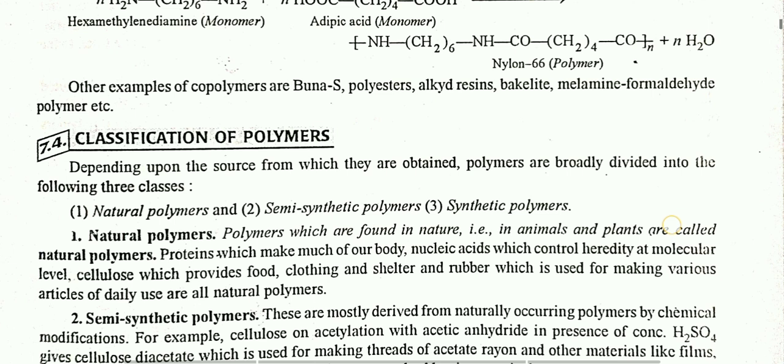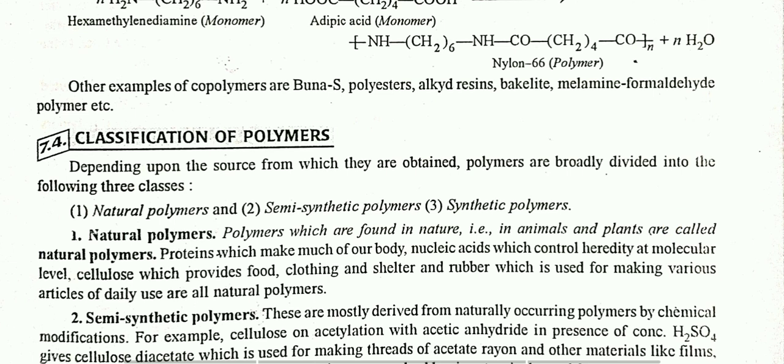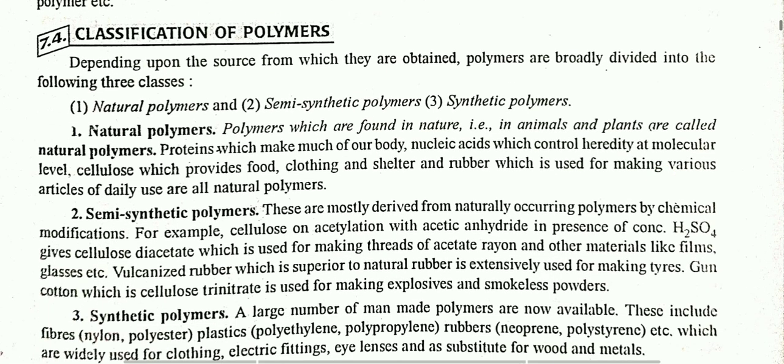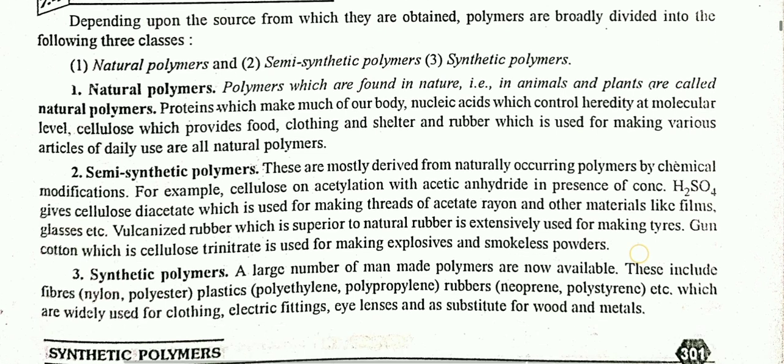Classification of polymers. Depending upon the source from which they are obtained, polymers are broadly divided into the following three classes: natural polymers, semi-synthetic, and synthetic polymers. Natural polymers. Polymers which are found in nature, that is in animals and plants, are called natural polymers. Proteins, which make up much of our body; nucleic acids, which control heredity at the molecular level; cellulose, which provides food, clothing and shelter; and rubber, which is used for making various articles of daily use, are all natural polymers.